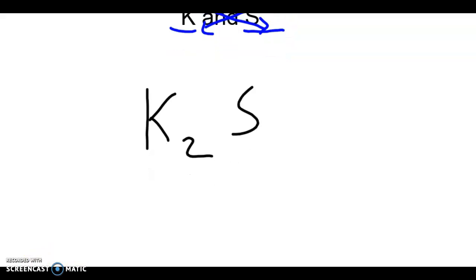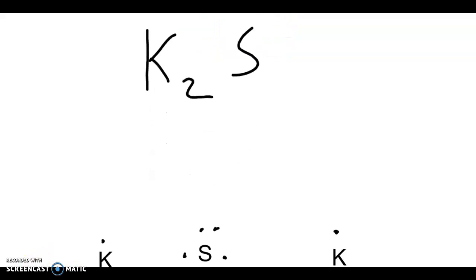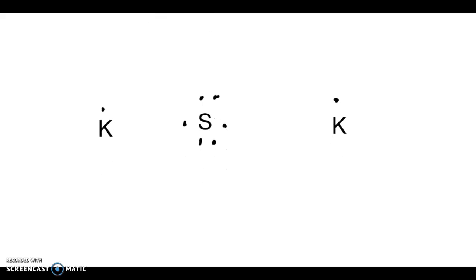The subscript here is telling me I have 2 potassiums and 1 sulfur. Just to give you a visual of what that would look like, so we have 2 potassiums, 1 sulfur. Each potassium has 1 valence electron, sulfur has 6, so sulfur wants to get to 8, so it's just going to take an electron from each potassium. So this potassium gives its electron here, this potassium gives its electron here. So sulfur has now taken 2 electrons, so it's going to be negatively charged, and my potassiums have each given 1, so they're going to become positively charged.